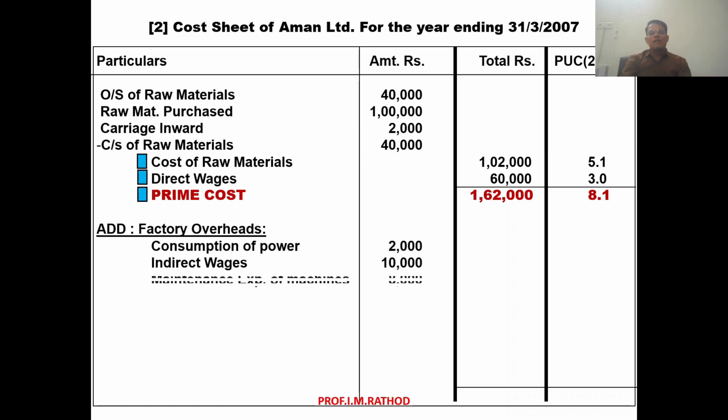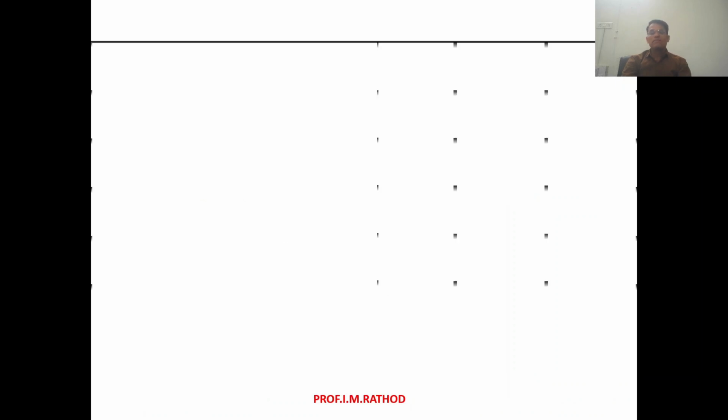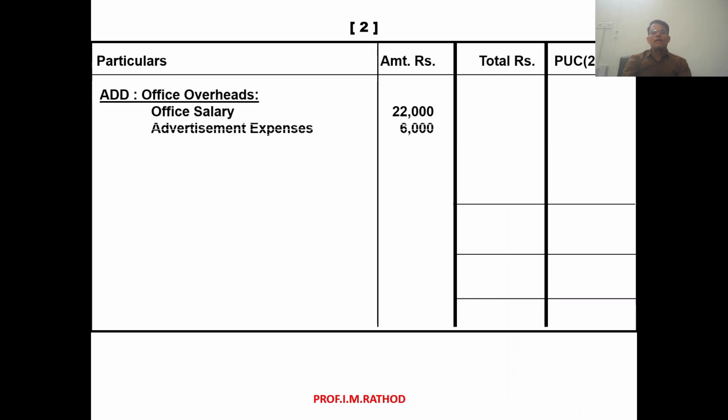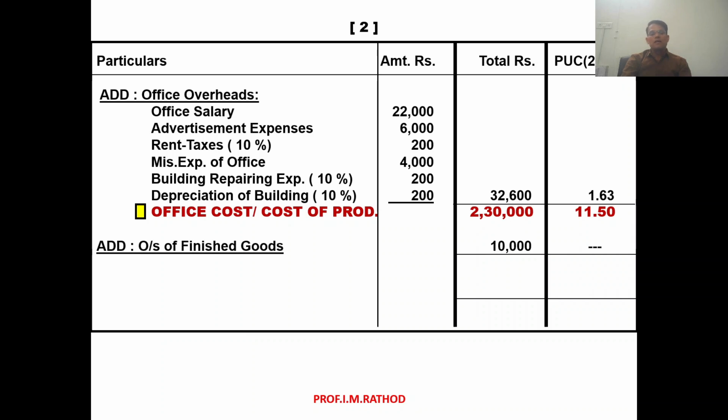Add factory overhead of 35,400, per unit 1.77. Factory cost is 1,97,400, per unit 9.87. Add office overhead 32,600, per unit 1.63, is equal to office cost 2,30,000, per unit 11.5 rupees.